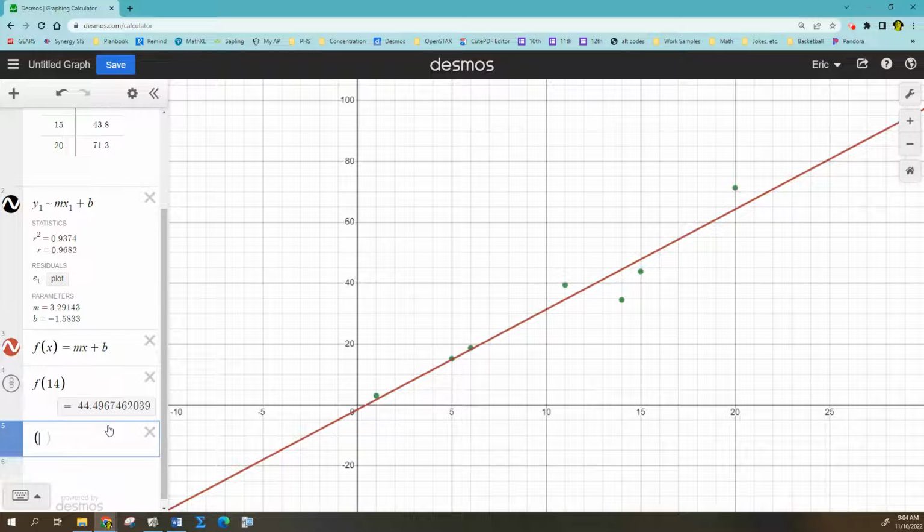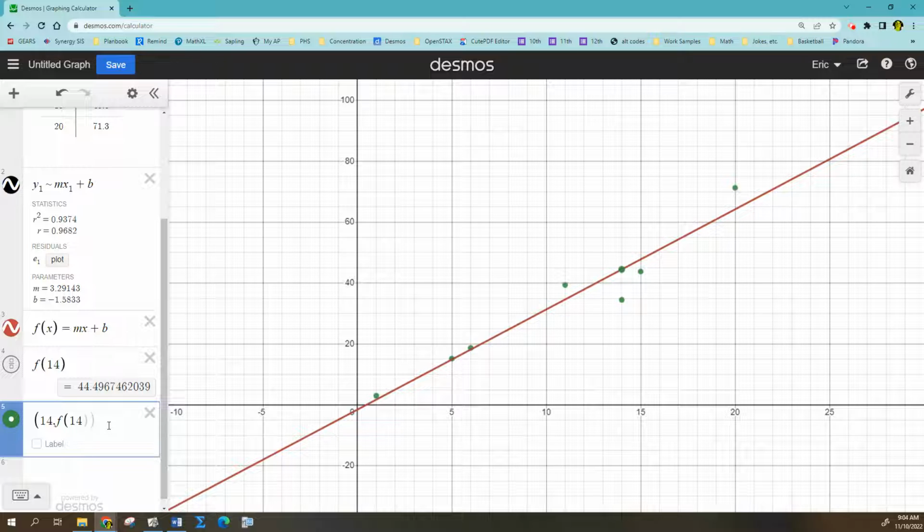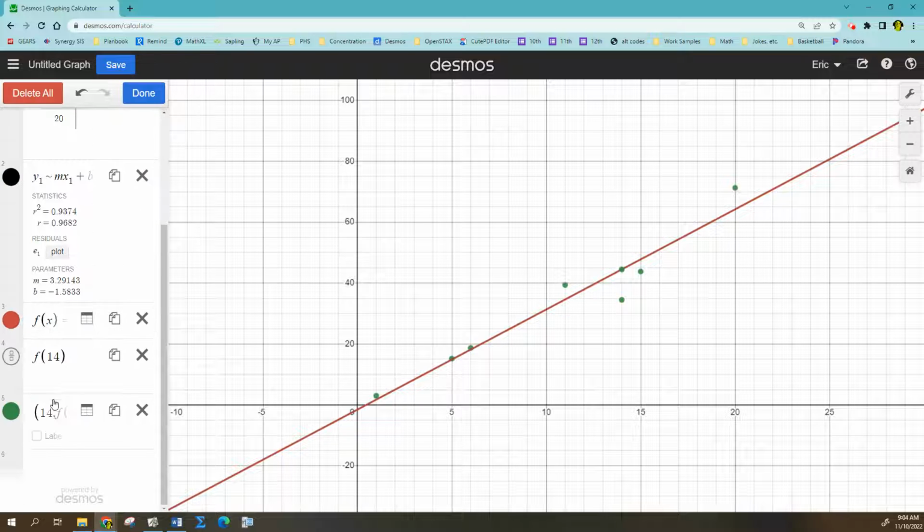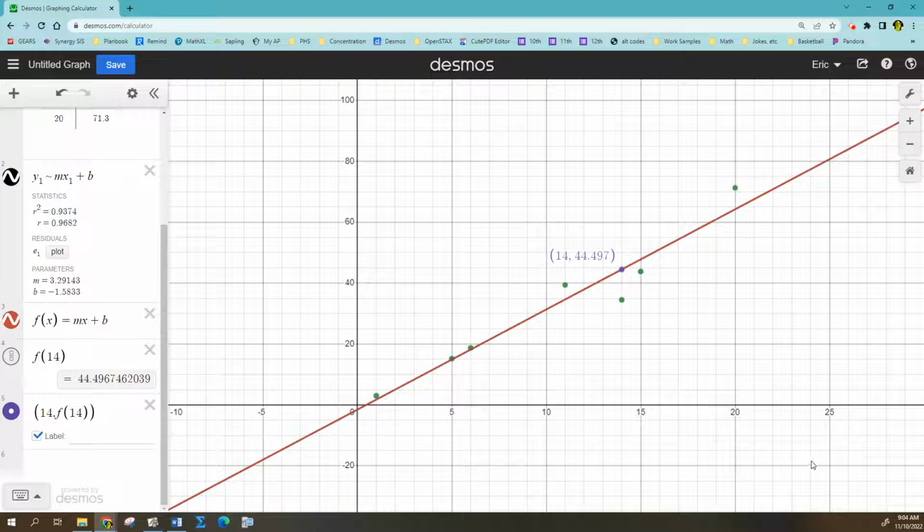If I create an ordered pair in Desmos, it'll interpret that as a point. So we're going to put in 14. And I don't even have to type out that long decimal for the y value. I'll just put f of 14. And look what we get. And I'm going to make that a different color so that one stands out a little bit. How about, let's make that purple? Okay, I'm going to put a label on it so we can see the ordered pair.